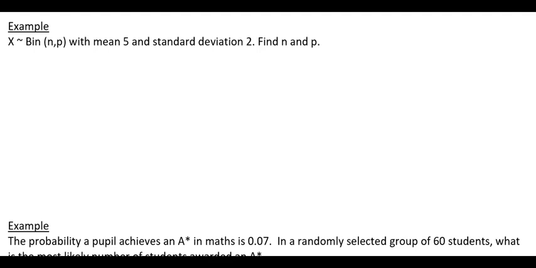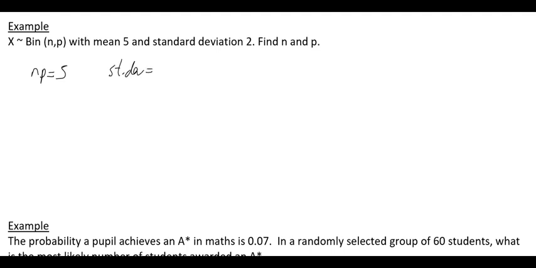Okay, nice wee example. This one, you've got to find all the knowns. It says that X is distributed with binomial n, p with mean 5 and standard deviation 2. So that means np is equal to 5, because your mean is equal to np, and also the standard deviation is equal to 2. So just write that down.